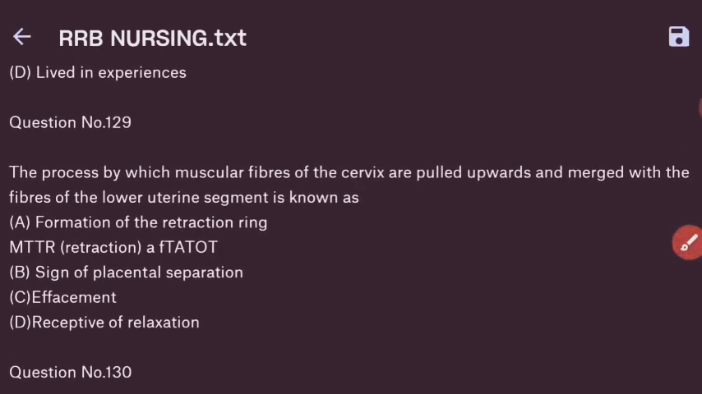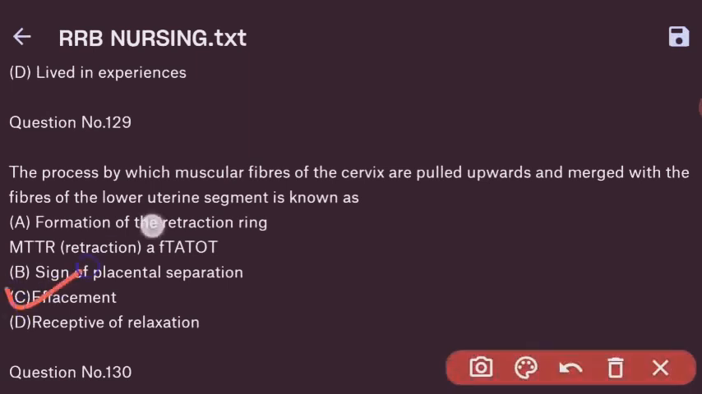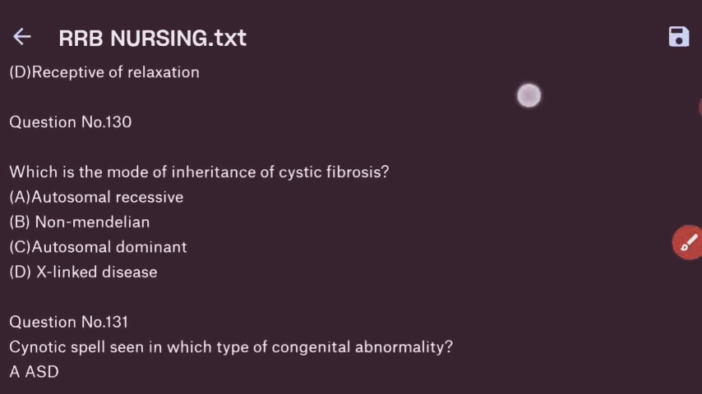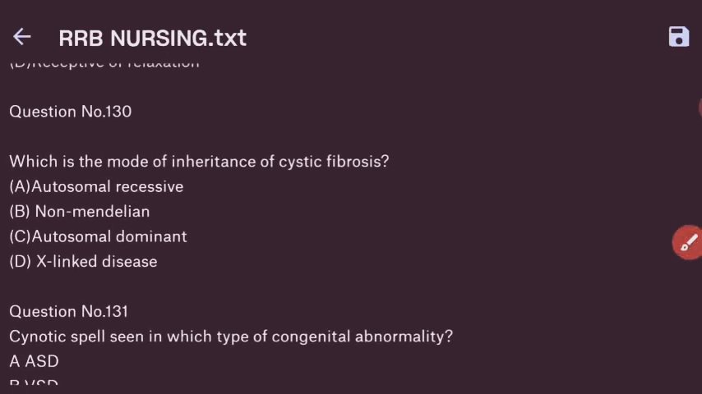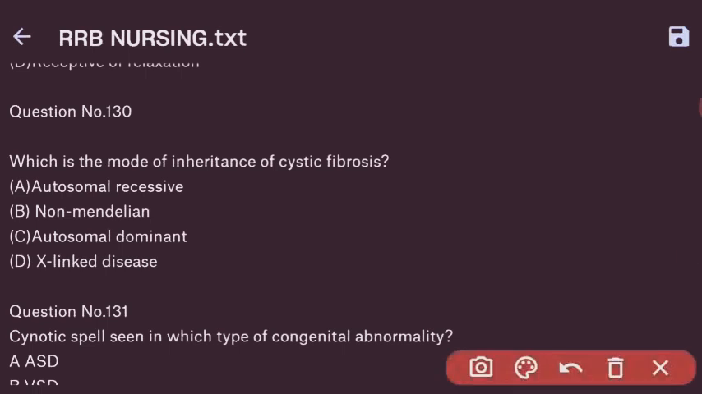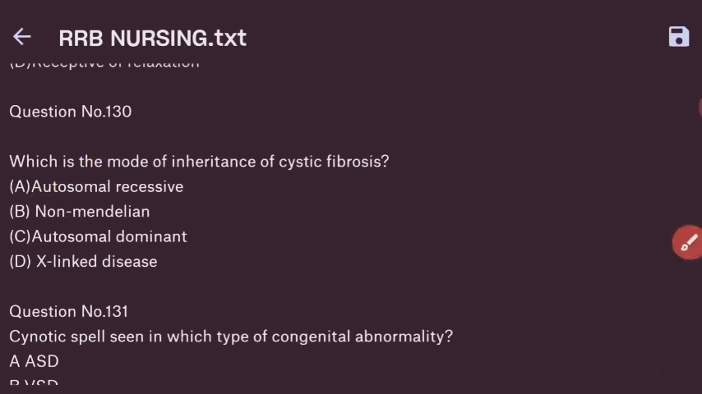Next question. The process by which muscular fibers of the cervix are pulled upward and merge with the fibers of the lower uterine segment is known as effacement, cervical effacement. Okay, so C is the right answer. Next question. Which is the mode of inheritance of cystic fibrosis? The mode of inheritance is autosomal recessive. A is the right answer.